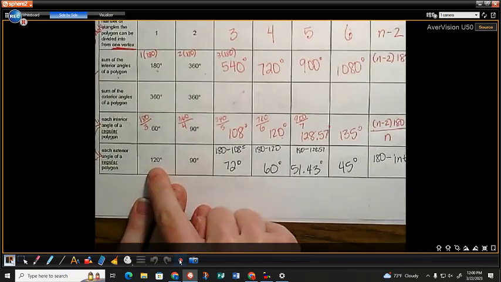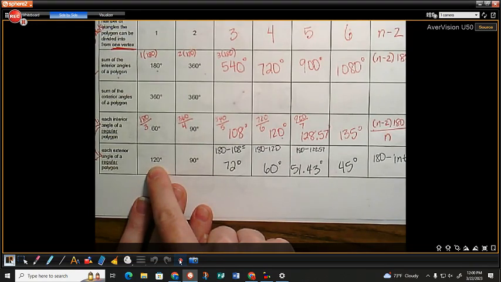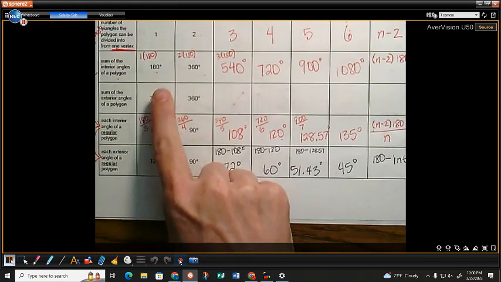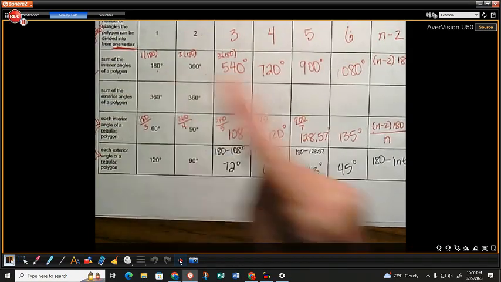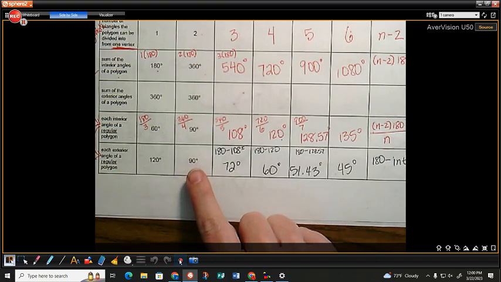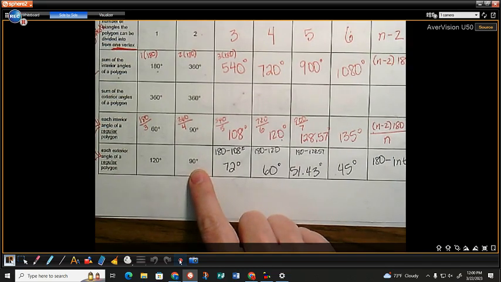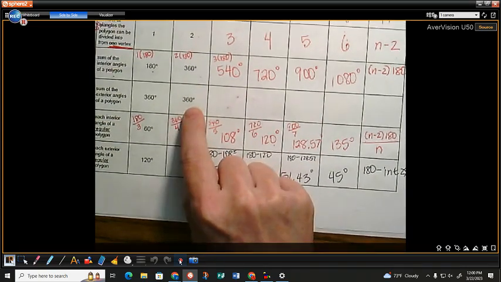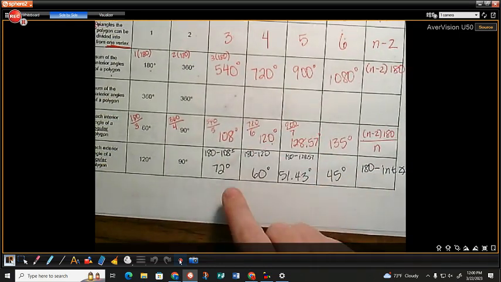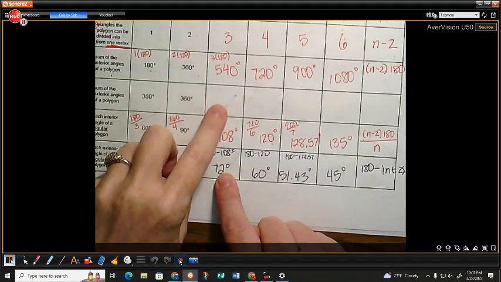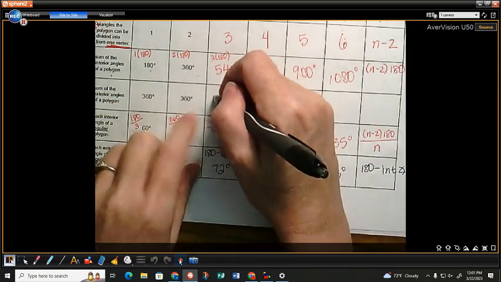Really quick, if the exterior angles are 120, how many exterior angles are there in a triangle? 3. So guess what the exteriors add up to? 360. The exterior angles of a regular quadrilateral are 90 degrees. Guess how many of those there are? 4. So guess what they add up to? 360. So for a pentagon, the exterior angles are 72, but guess how many there are? 5 of them. So guess how many degrees they add up to? 360.